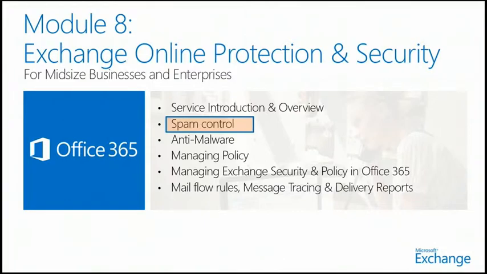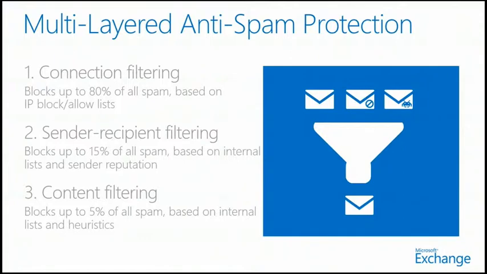So what is the spam control? And this is the actual within Exchange Online Protection. Connection filtering blocks up to 80% of spam based on IP block and allow lists. And there are sender and recipient filtering policies and content filtering, which is actually pretty strong. So combine that, blocks 100%.